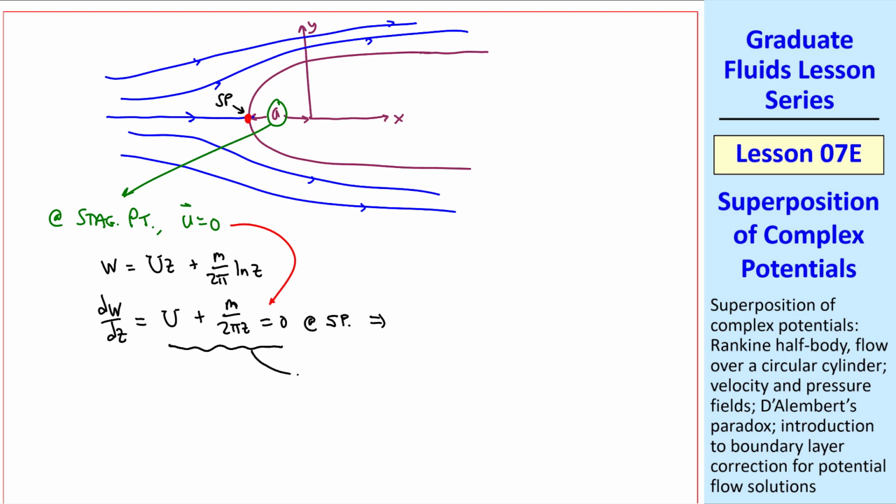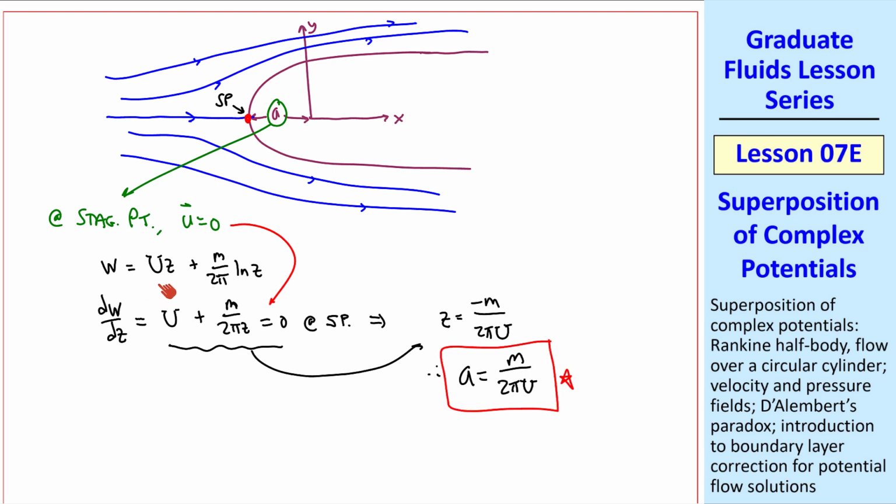Well, this equation can be solved easily for z, namely z equals negative m over 2 pi U, which is real, and so it lies along the x-axis, and it's negative, which lies along the left part of the x-axis. In fact, this is how we defined dimension A. Therefore, A is m over 2 pi U.